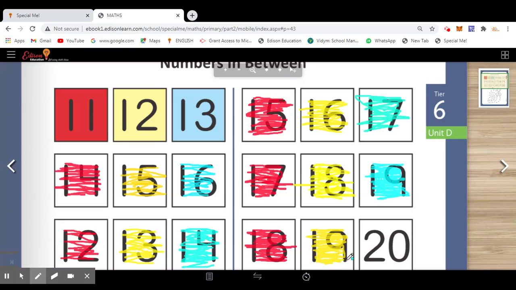Now look at here. Which number comes after number 19? After 19 comes number 20. 20 comes after 19. So here you have to fill color blue, light blue color.